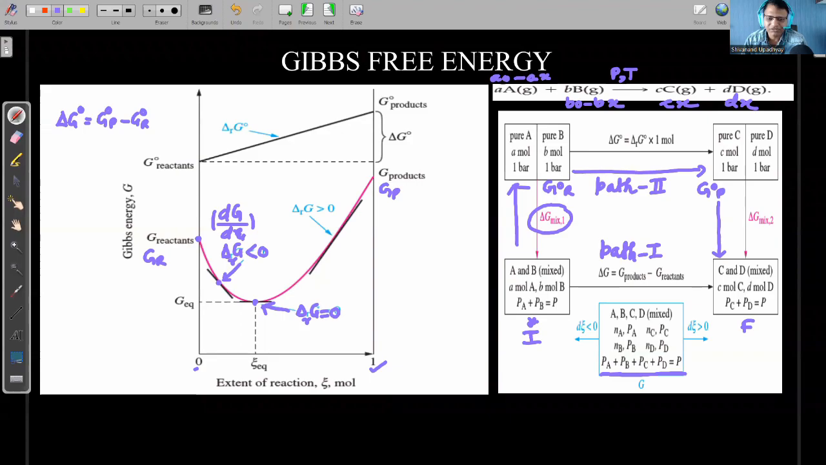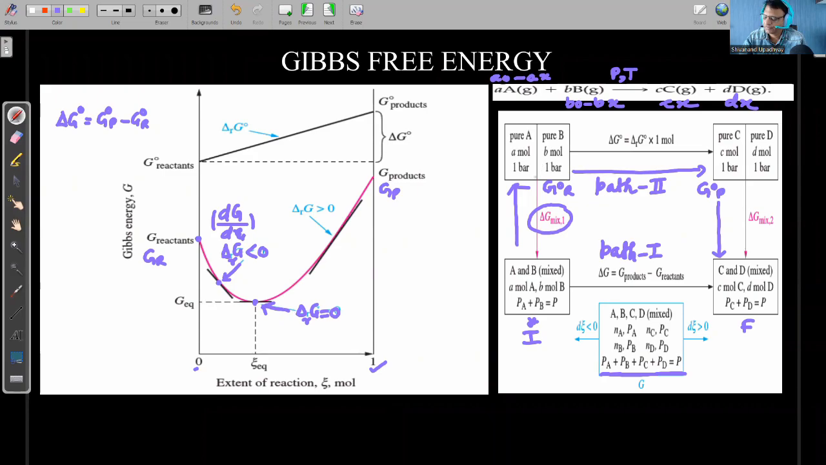So enthalpy change of an ideal gas depends on temperature change. So there is no temperature change. So delta G mixing is equal to delta H mixing minus T delta S mixing. From there we can calculate what is delta G mixing for this step, right?